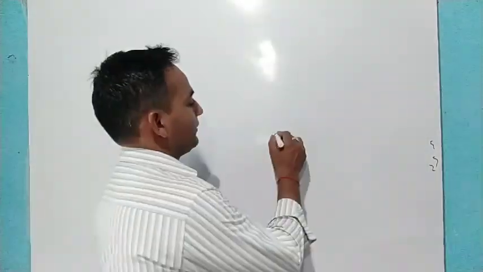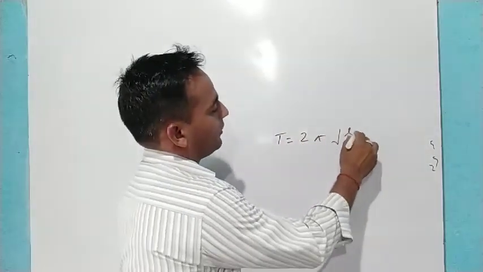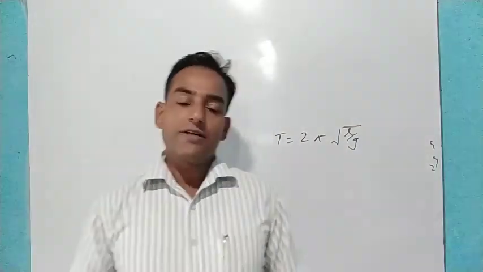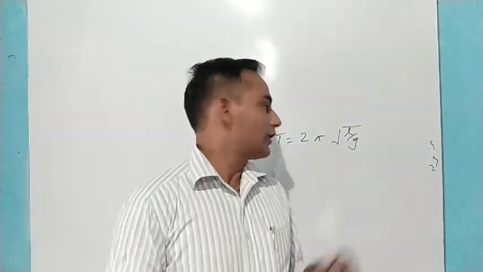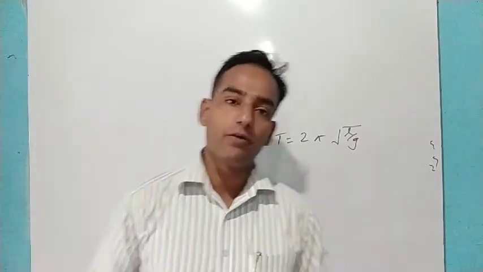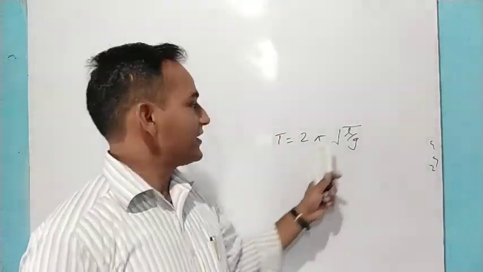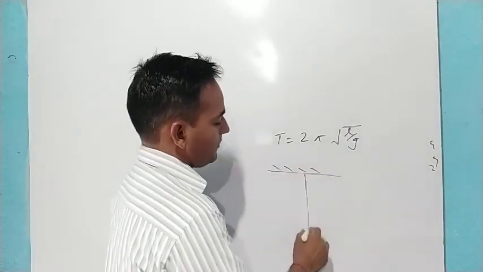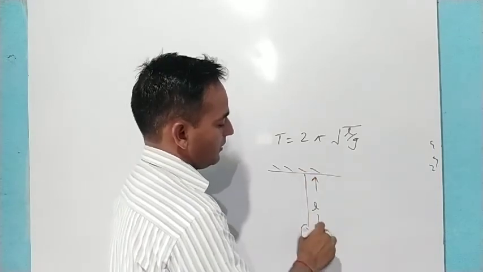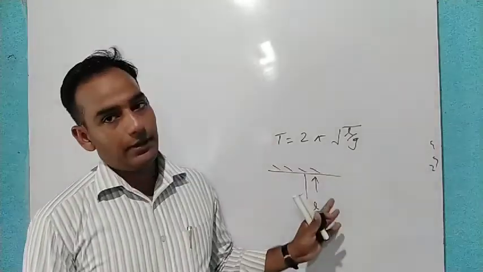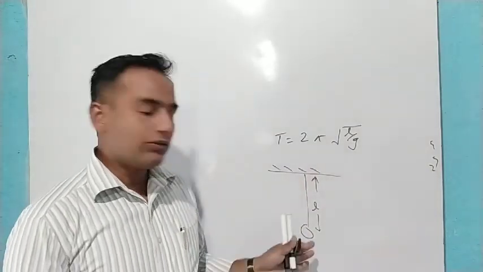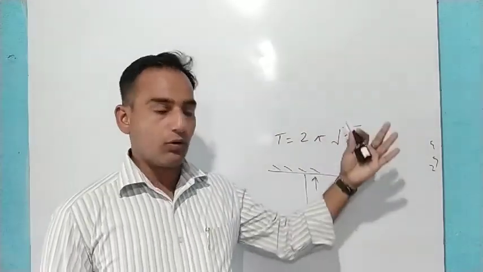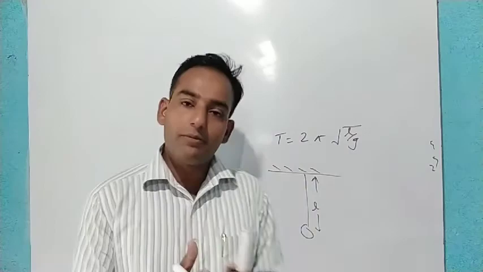The time period T was 2 pi under root L upon G. For the time period of a simple pendulum we use this formula, 2 pi under root L upon G, and with the help of this formula we can say that the time period depends upon the length of the string. See, if this is the pendulum, the time period depends on the length of this string. If the length of the pendulum or string is more, then the time period will be more, and if the length is less, the time period will be less.